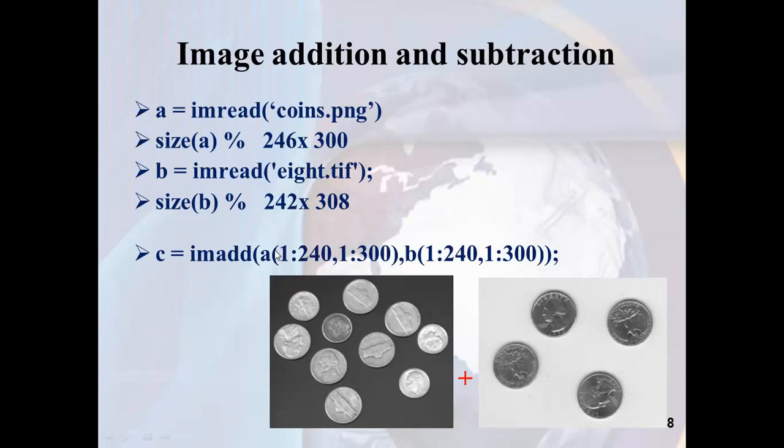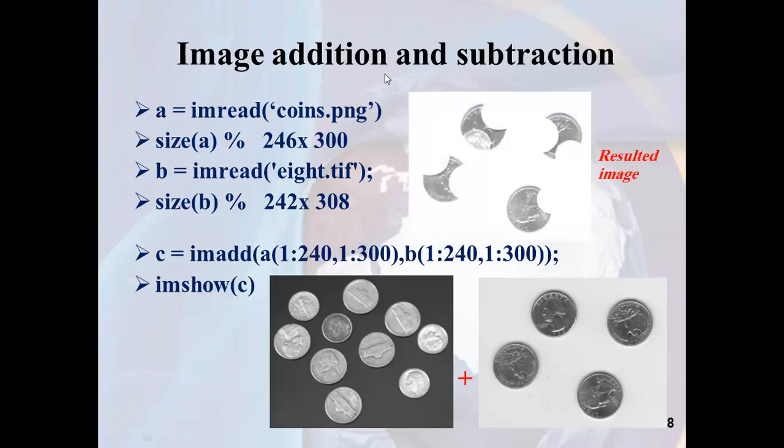And this process is in order to have the same number of rows and number of columns, which means the same size, in order to apply the addition or subtraction function. If I apply A and B directly, the function will return an error because A and B do not have the same size. And after we make the addition, this is the resulted image.